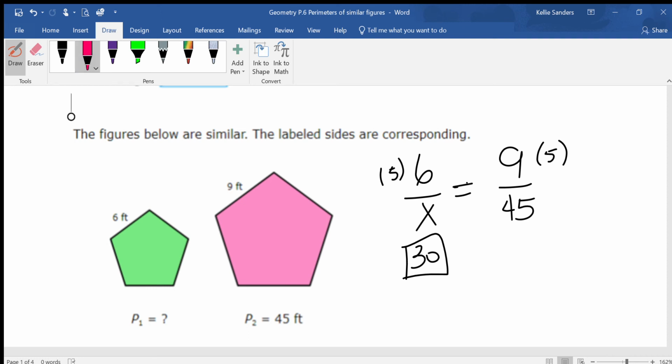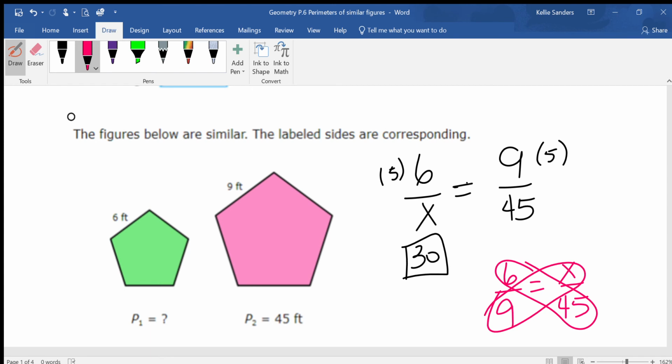Yes, you could also set it up as 6 and x both come from the green, and then 9 would have to go with the 6, and then 45 goes with that. If you cross multiplied and divided, 9x equals 270, divide by 9, and 9 goes into 27 3 times with a 0 left over, so 30.